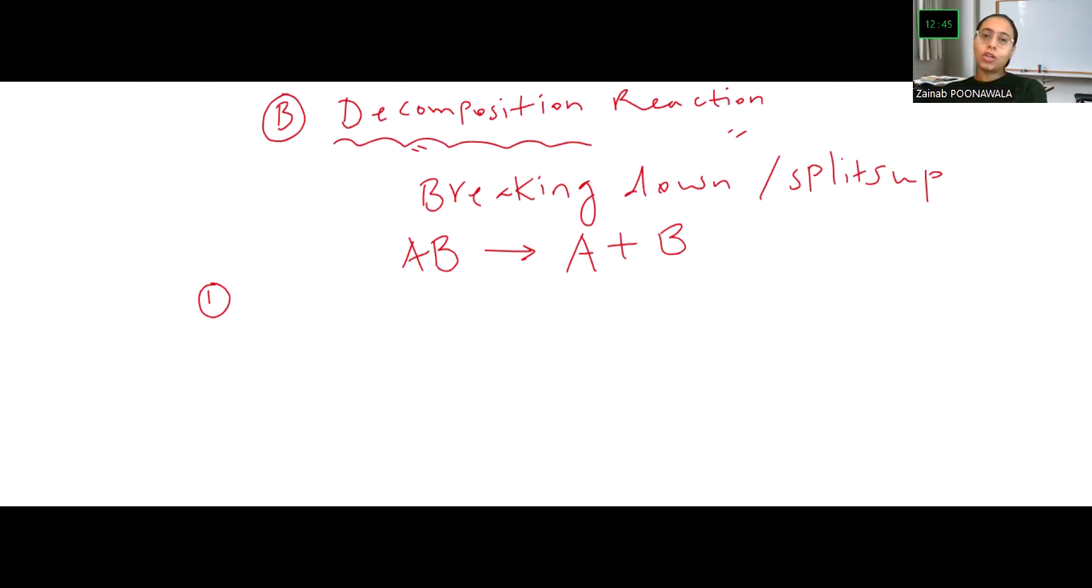So you are thinking about that one single substance, and then it's giving you two or more different substances. Sharpening a pencil, giving you pencil sharps. No, no.